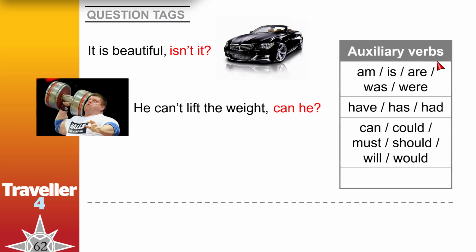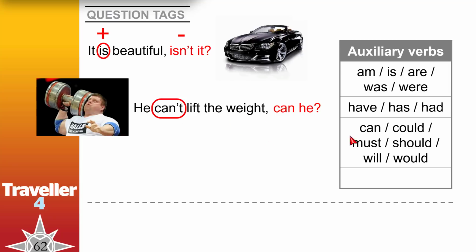Look, these are auxiliary verbs. Am, is, are, have, has, etc. Where is the auxiliary verb here? It's right here. It's is. To make the question tag, you need to use the same auxiliary verb. And if it's affirmative, is, you need to make it negative, isn't it? And because this is a question, you need to put the auxiliary verb before the pronoun, not after. It is, isn't it?